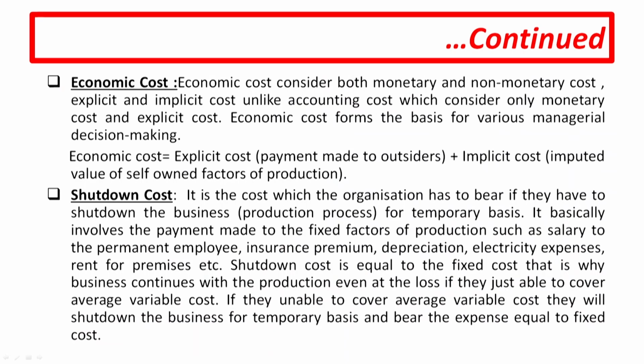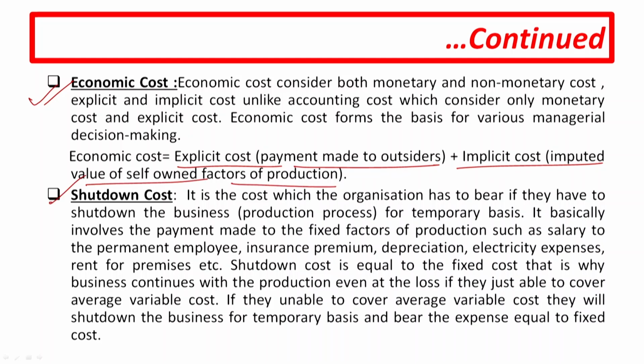Economic cost. As I told you, accounting cost includes only the monetary cost, whereas economic cost includes both monetary and non-monetary cost. It involves both implicit and explicit cost. That means for taking a managerial decision for the firm, for the organization, it is the economic cost which needs to be considered. So, economic cost basically means explicit cost, payment made to outsiders, plus implicit cost, the imputed value of self-owned factors of production.